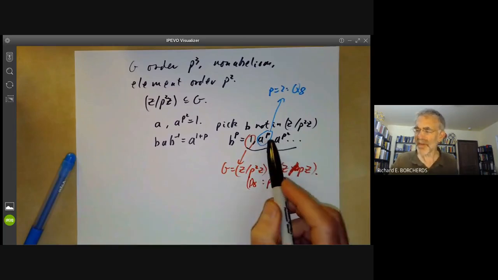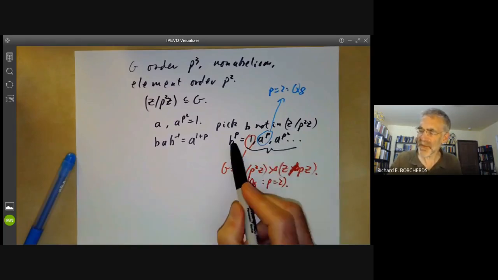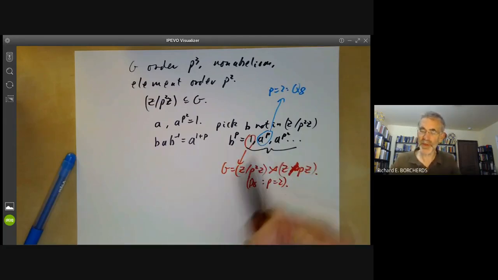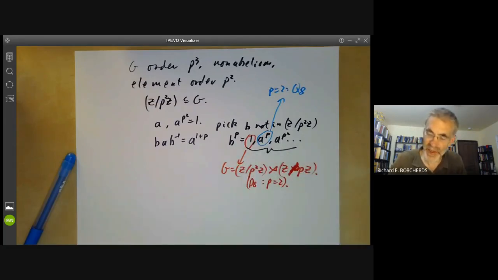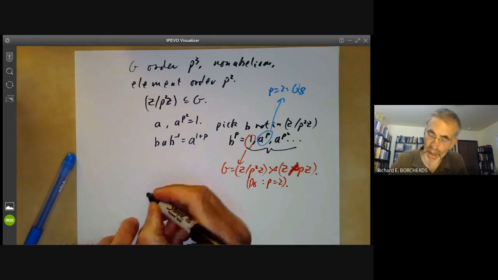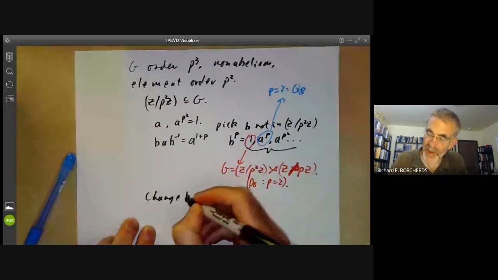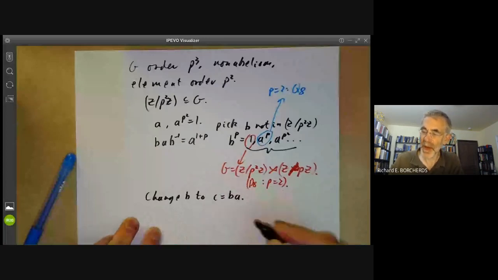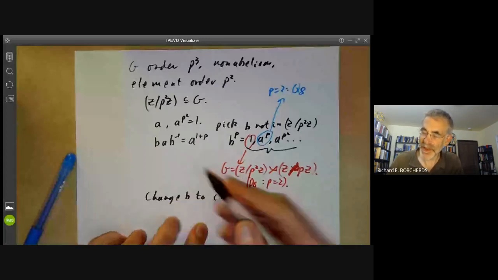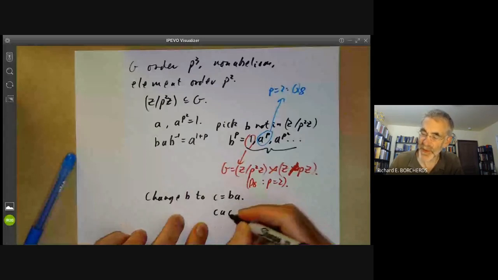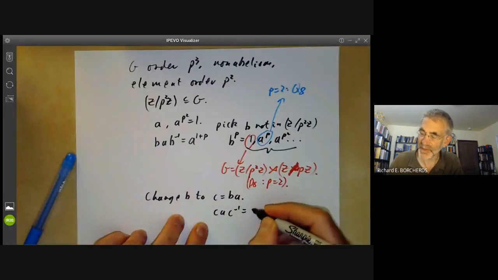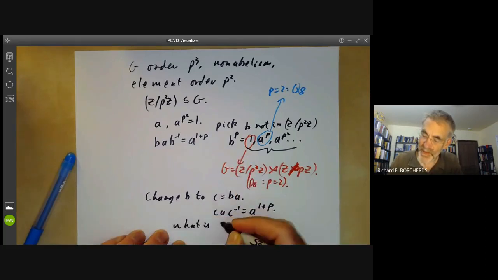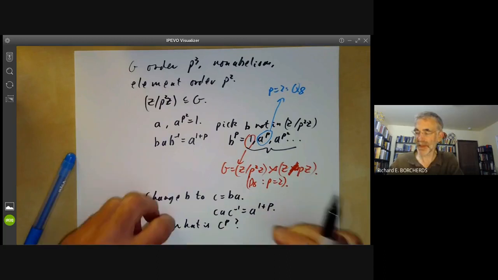But it turns out that if P is odd, then the group with B to the P equals A squared turns out to be the same as this group here. The point is, we can change B to, let's call it C equals B times A. And this element has similar properties. You can see that CAC to the minus 1 is still A to the 1 plus P. So the question is, what is C to the power of P? So let's calculate it.